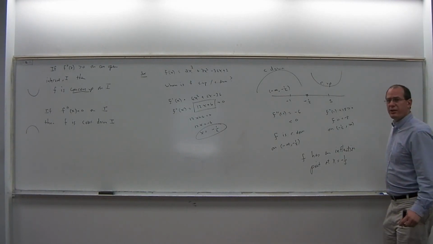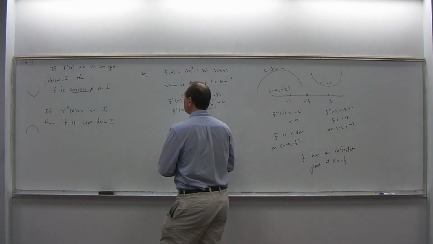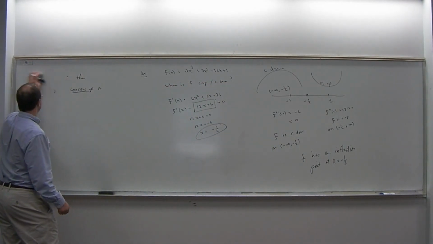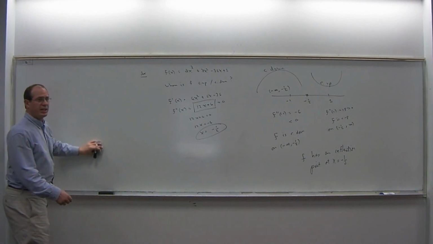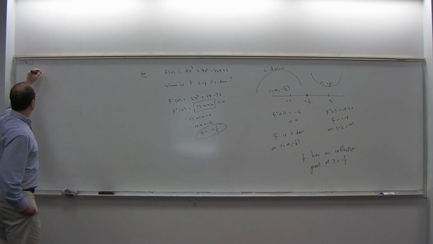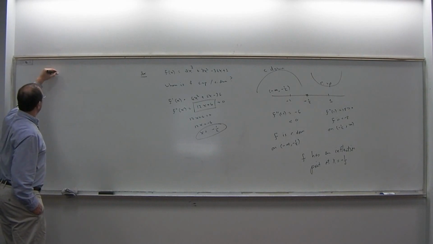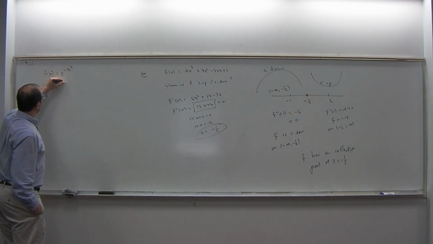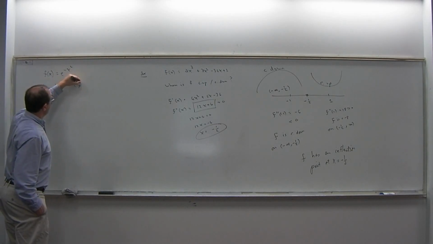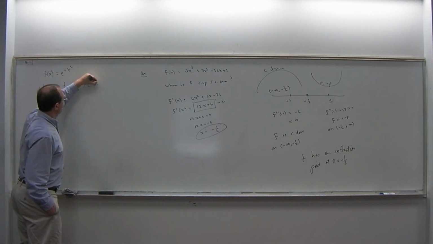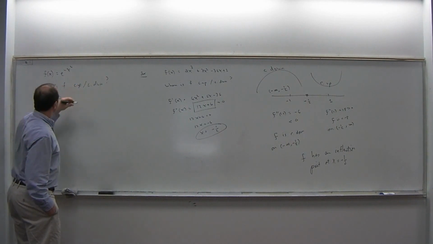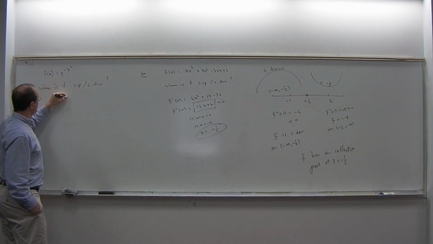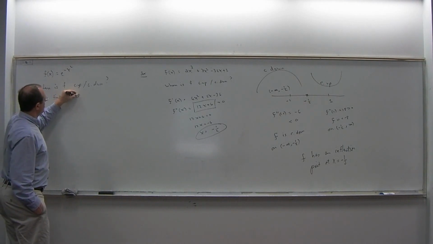Okay, let's look at another example. Let's take a look at the function f of x equals e to the negative x squared. So where is f concave up? Where is it concave down? And find the inflection points while we're at it.